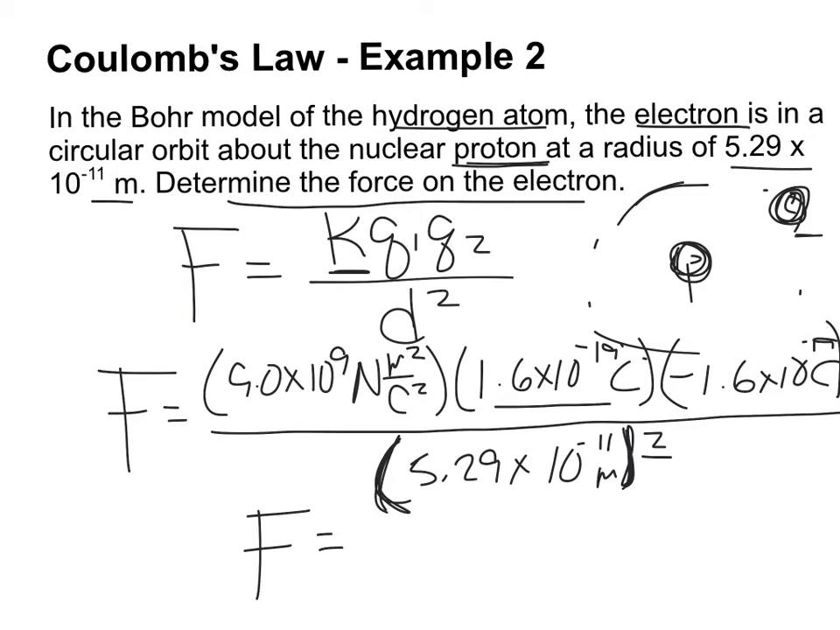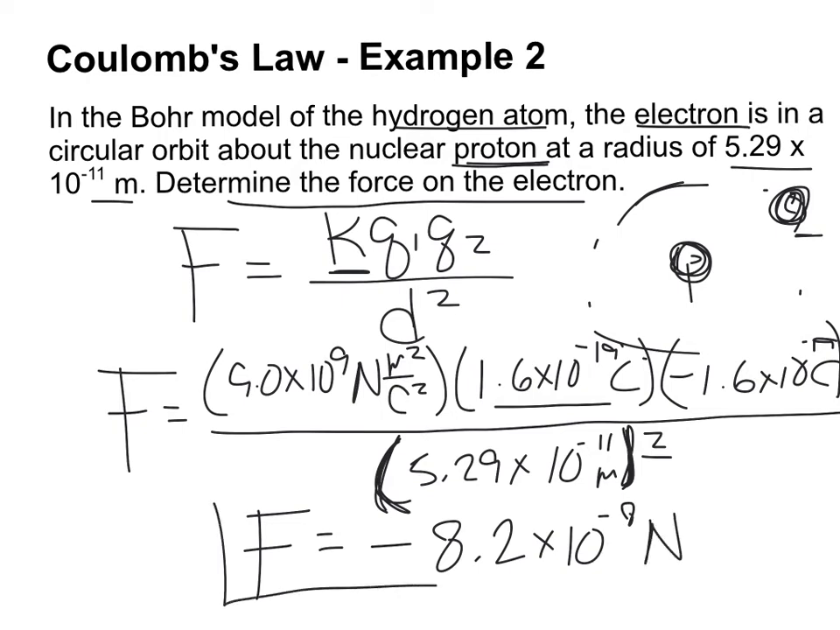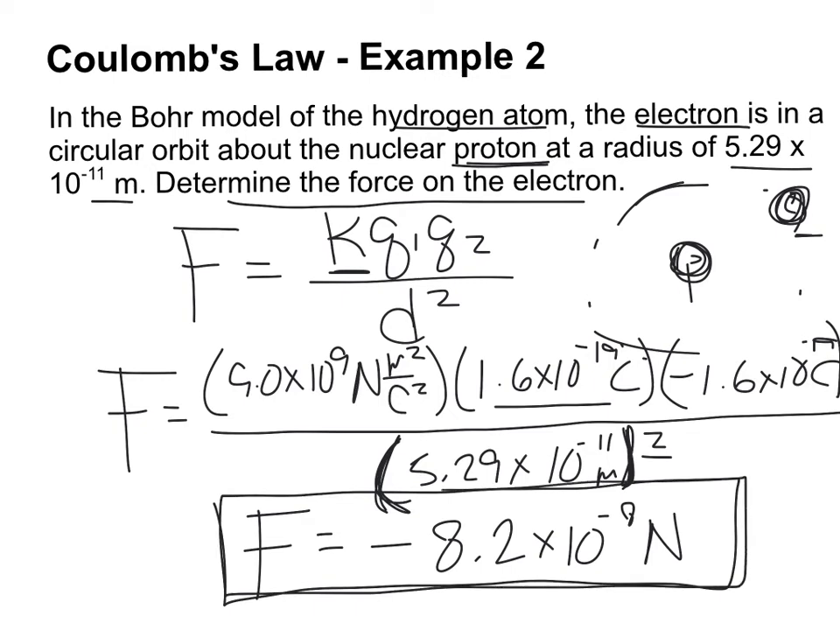So I think when you solve this out, you should get negative 8.2 times 10 to the negative 8 newtons, approximately. That negative sign in here is important. That negative sign showed up because these two objects, this positively charged proton and the negatively charged electron, are attracting one another. They're pulling towards one another. And when we see that negative sign show up in our Coulomb's equation, that's what it's telling us. This is an attractive force between those charged objects.